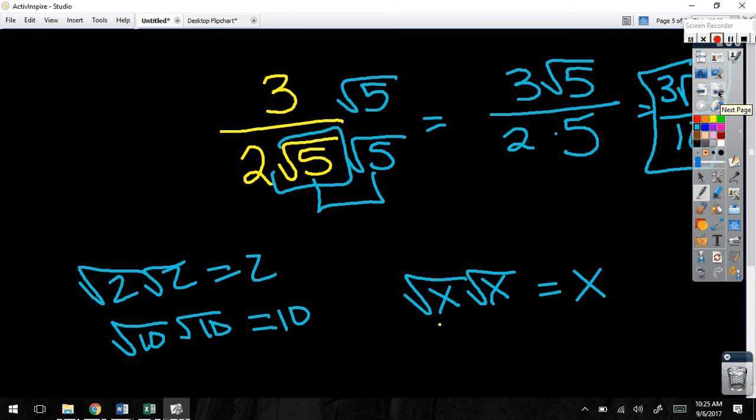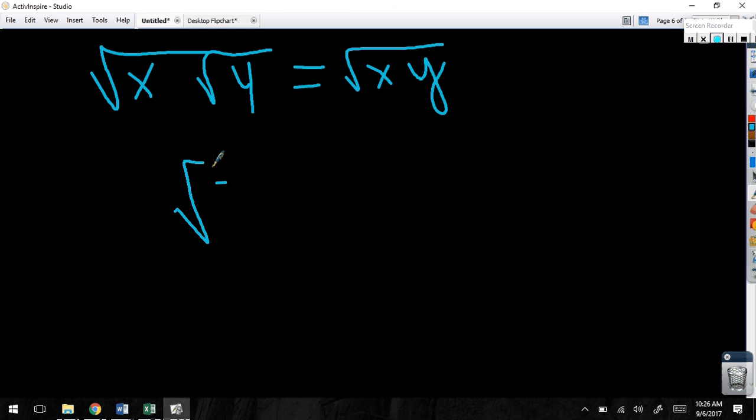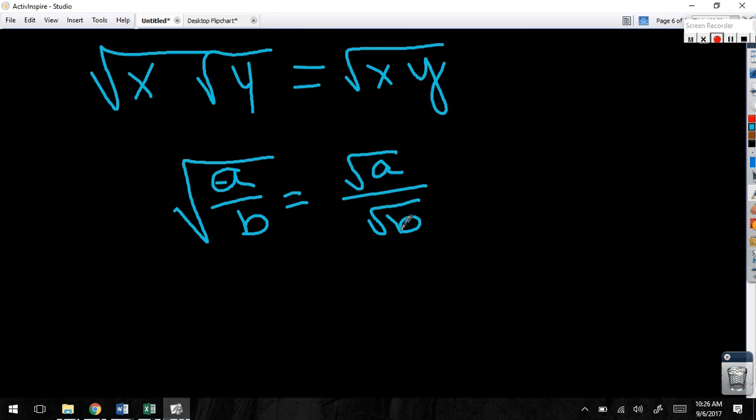All right, along the lines of dividing, yesterday we talked about if you had the square root of x times the square root of y, you could put them together. And we could go forwards or backwards, okay? Well, since we're talking about division today, if we have the square root of a divided by b, guess how that can split up? The square root can go to the top and the bottom.